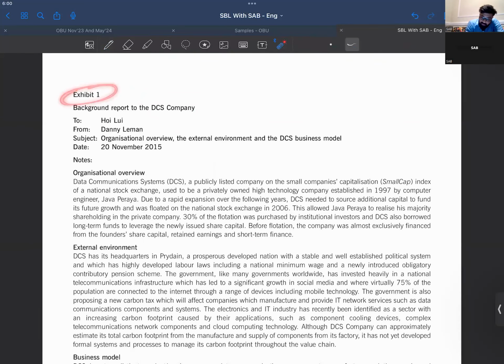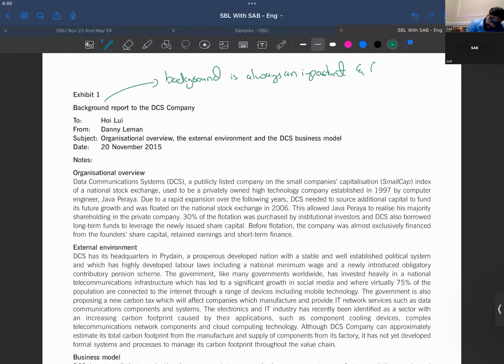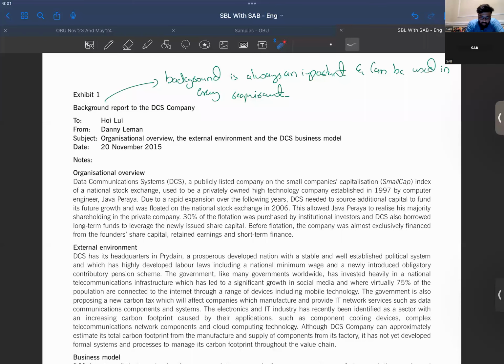So now, Exhibit 1, background report about DCS company. Remember that background is always an important thing, right? Background is always an important thing and can be used in every requirement, right? Just a second. Yeah. So to Huilui, who's Huilui? We have a single role in every requirement, right? We are the consultant. Although in specimen 2, we have different roles. Then Danny Lemon, organizational overview, the external environment, and DCS business model, 20th November, right?